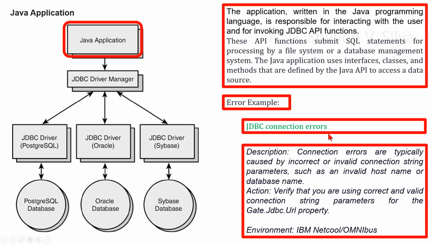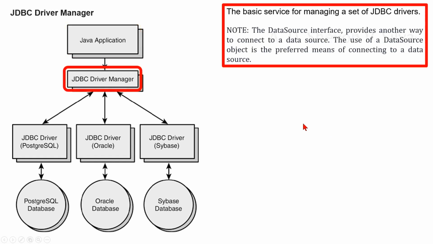get.jdbc.url property. Now we are focusing on JDBC driver manager, the basic service for managing a set of JDBC drivers. Note, the data source interface provides another way to connect to a data source. The use of a data source object is the preferred means of connecting to a data source.